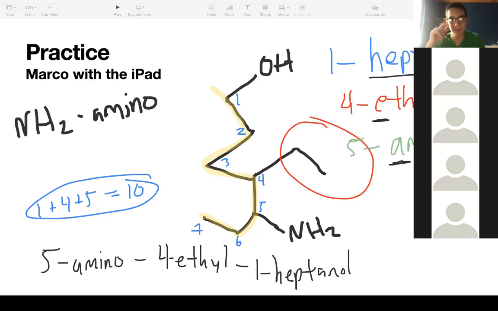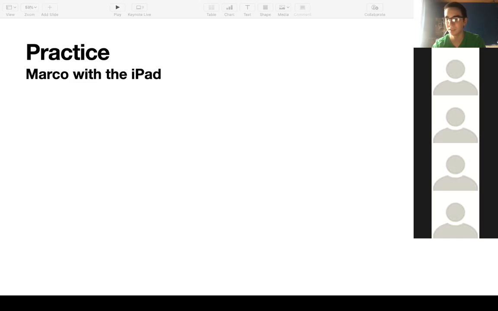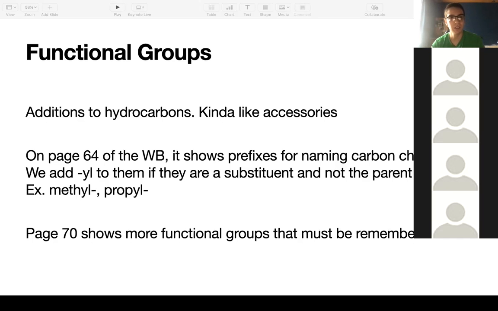Alrighty. So yeah, let's go ahead and get through everything here, and then we'll go ahead and do some practice problems. So I'm going to clear the screen. All right. So functional groups, additions to hydrocarbons, kind of like accessories.